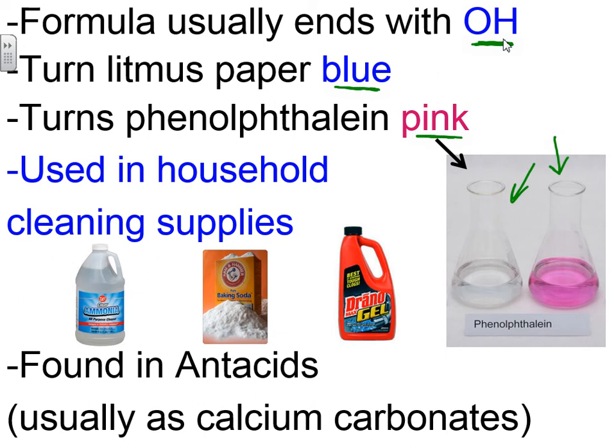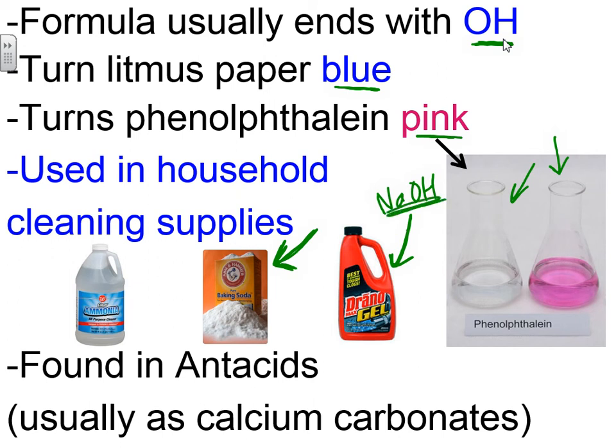So these are used in household cleaning supplies. For example, baking soda is the most famous cleaning substance. Baking soda is actually a base. Drano is a very strong base. This usually contains the active ingredient sodium hydroxide, which clears, declogs, essentially dissolves away anything that's causing a blockage in the drain. So it has to be a powerful substance, and usually they use sodium hydroxide.